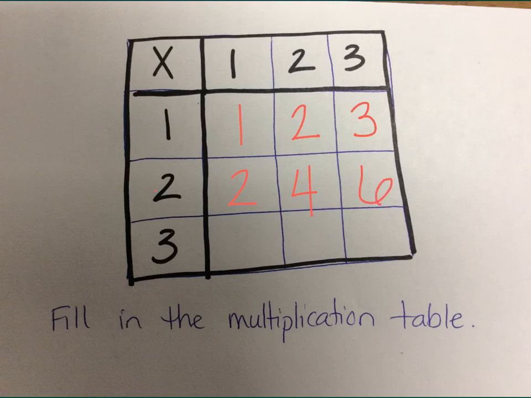Down in the last row, all of these are going to have a factor of 3 because they're in row 3. So my first box is going to be 3 times 1, which is 3. Next box is going to be 3 times 2 because it's in column 2, which is 6. And then finally I have 3 times 3, which I know is 9.